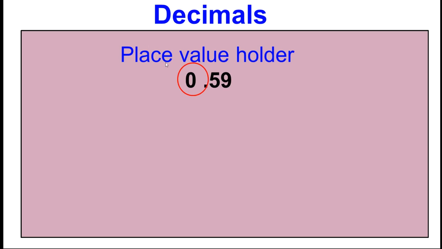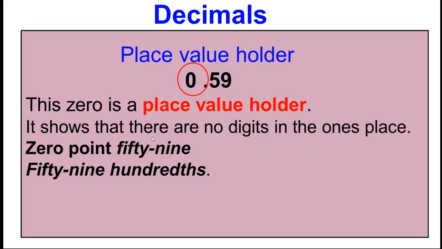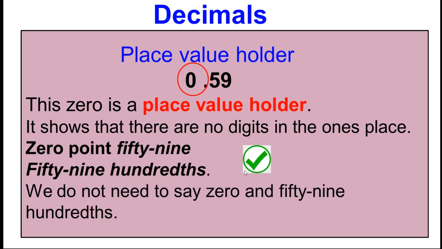It's very important when we don't have any value or any number before the decimal point to put a place value holder, and that's our 0. The 0 is a place value holder. In this case, we know that we don't have any numbers in the 1s or 10s place. We just have the decimal numbers. It shows that there are no digits in the 1s place, so we say 0.59 or 59/100ths. We do not need to say 0 and 59/100ths. It's not necessary. Again, you can say 0.59 or 59/100ths.